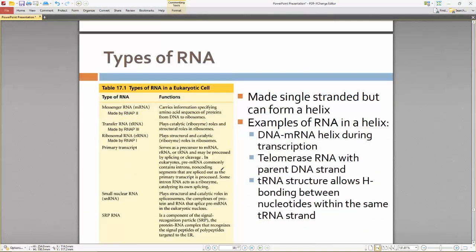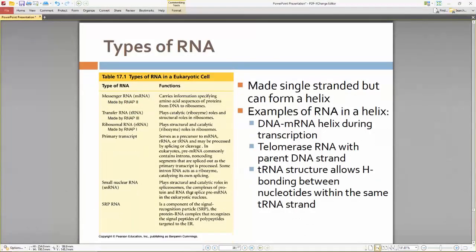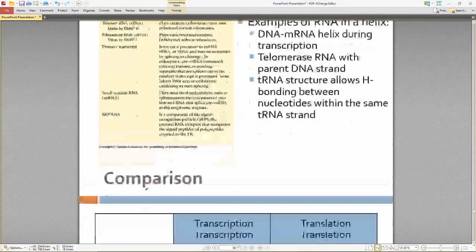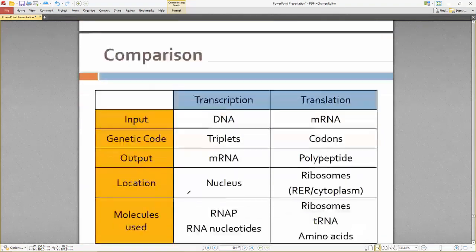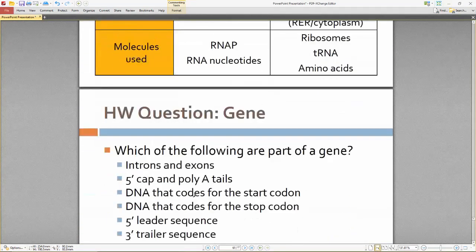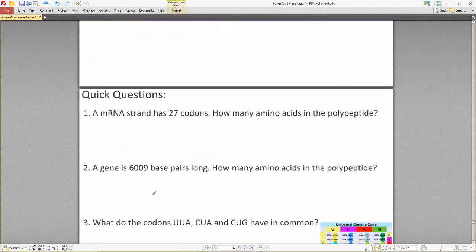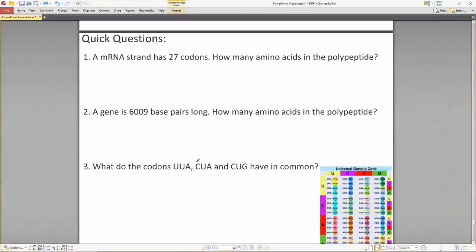Here's some extra information. Types of RNA. This is good to know. I think we were tested just briefly, I think it was like 1 or 2 multiple choice questions on this. But as you study all the other PowerPoints, this stuff will basically come up because you need to understand this to understand all the concepts we learned before. Here's a little comparison of transcription and translation. Take a look at it. Here are some homework questions. These are some actually good questions to do.